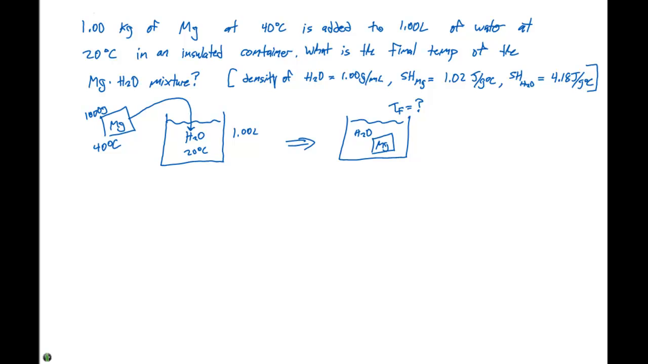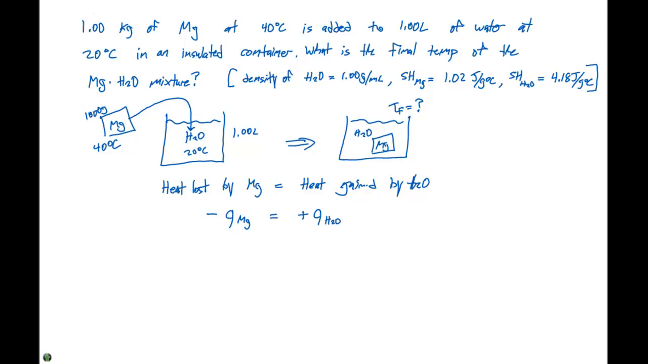And we need to use some principles from the first law of thermodynamics, saying that our heat lost by the magnesium is going to equal the heat gained by the water. So we can say the heat loss, which would be a negative Q of magnesium, is going to equal positive Q for the water. And remember, when we're talking about energy or heat, the sign is going to indicate a direction, telling us whether we're losing heat or we're gaining heat.